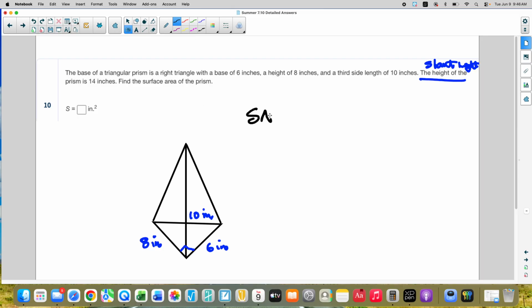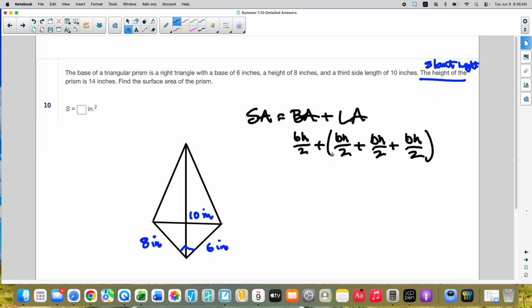So we actually have surface area equal to our base area plus, now typically lateral area is one formula, but because there are three different faces, we're going to have to do three different ones. So you're going to have base times height divided by 2. That's that bottom triangle. Then base times height divided by 2, plus base times height divided by 2, plus base times height divided by 2. These are the three bases. Sorry.